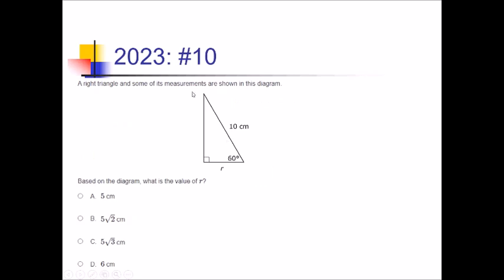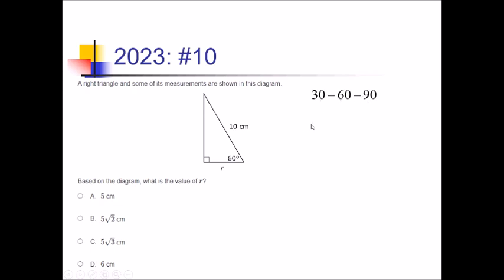For this one, we have a right triangle with a few measurements, and we're trying to figure out, based on the diagram, how long side R is right here. So one thing to notice here is that we have a 60 and a 90-degree angle in this triangle. That means we only have 30 degrees left for that other side, which makes this a 30, 60, 90 right triangle. And on the formula sheet, there's a ratio for the sides of a 30, 60, 90 triangle.